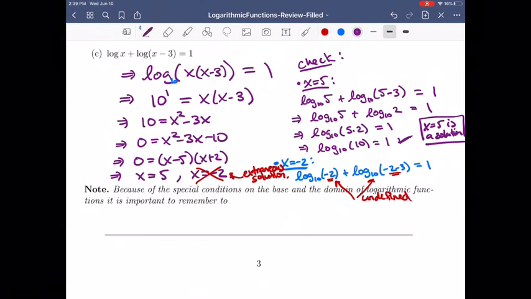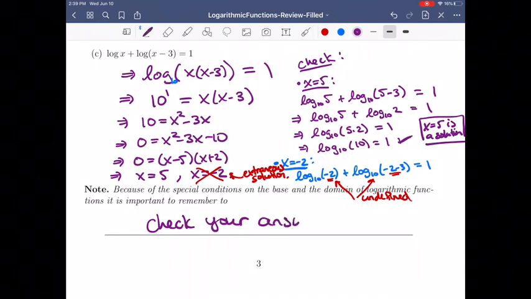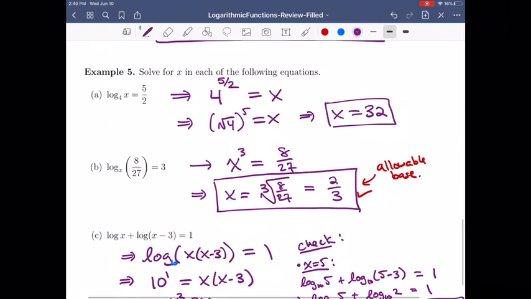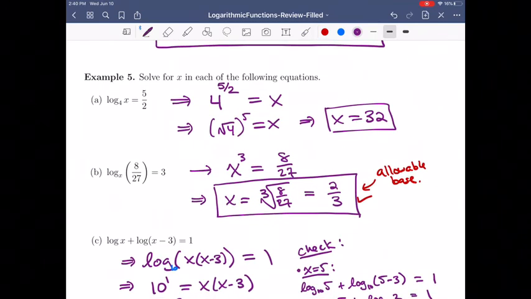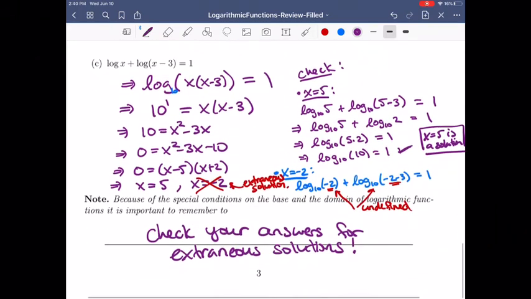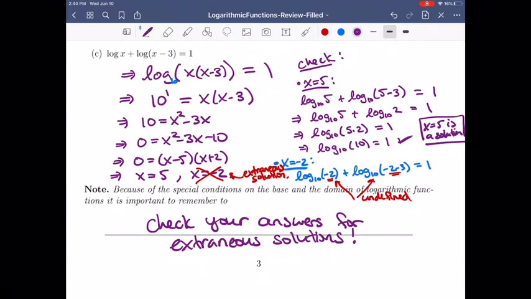So you want to be careful because of the special conditions on the base and also on the domain of the logs. It's very important when you're solving log equations that you check your answers for extraneous ones. Even in the first two, I made sure to think about, can I plug that back in? And we could for both of them. So that's a brief introduction into logarithms.